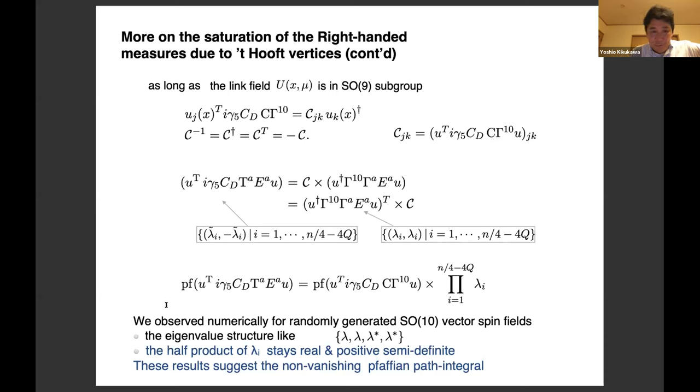Now we observe numerically. We generate randomly the SO(10) vector spin, and then compute the eigenvalues of this matrix. We found that the eigenvalue structure of this matrix looks like this: two-fold degeneracy, and it comes with complex conjugate pairs. Then the half product of lambda_i here stays real and positive semi-definite for a randomly generated spin field. These results suggest a non-vanishing Pfaffian path integration, because this part stays real and positive semi-definite.